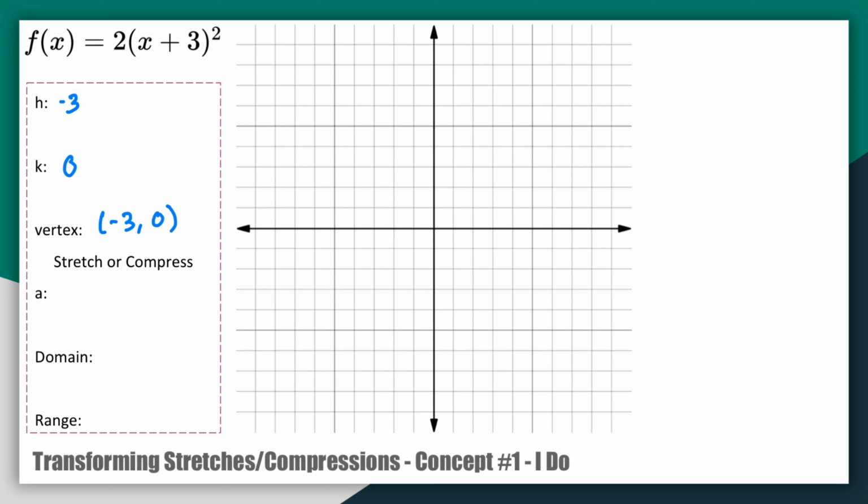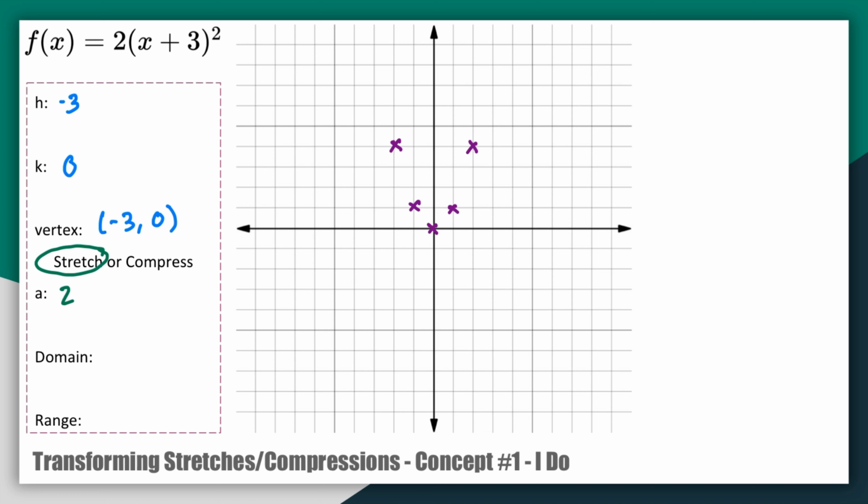The next thing I want you to do is identify stretch or compress, okay? So the value is greater than 1, so we have stretch. So it should be more narrow. And then we have an A value of 2. It's really good to just identify that information off the bat. Now I'm going to put my parent function in, and we're still going to transform this, but I'm going to start by transforming with the A value and then doing the shifting, okay?